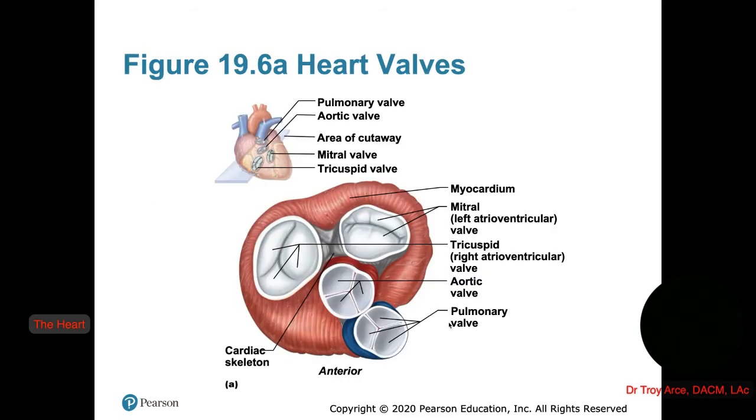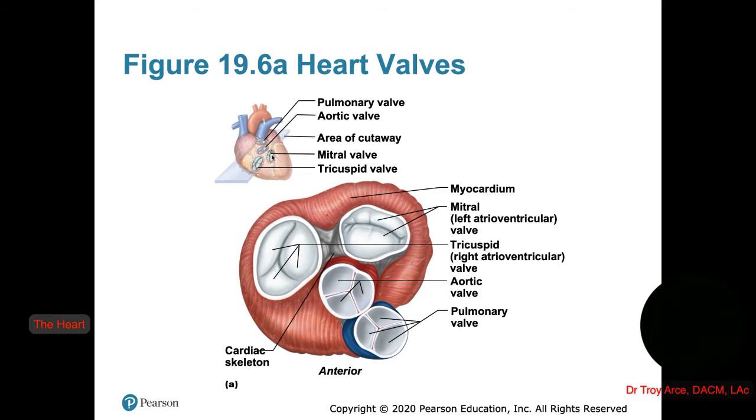Here are your heart valves. This is the anterior portion of your heart valves. As you can see, the top one is your pulmonary valve, right in through there. Below it is your aortic, followed by your mitral and your tricuspid. So remember, your tricuspid, again, is on the atrial side.